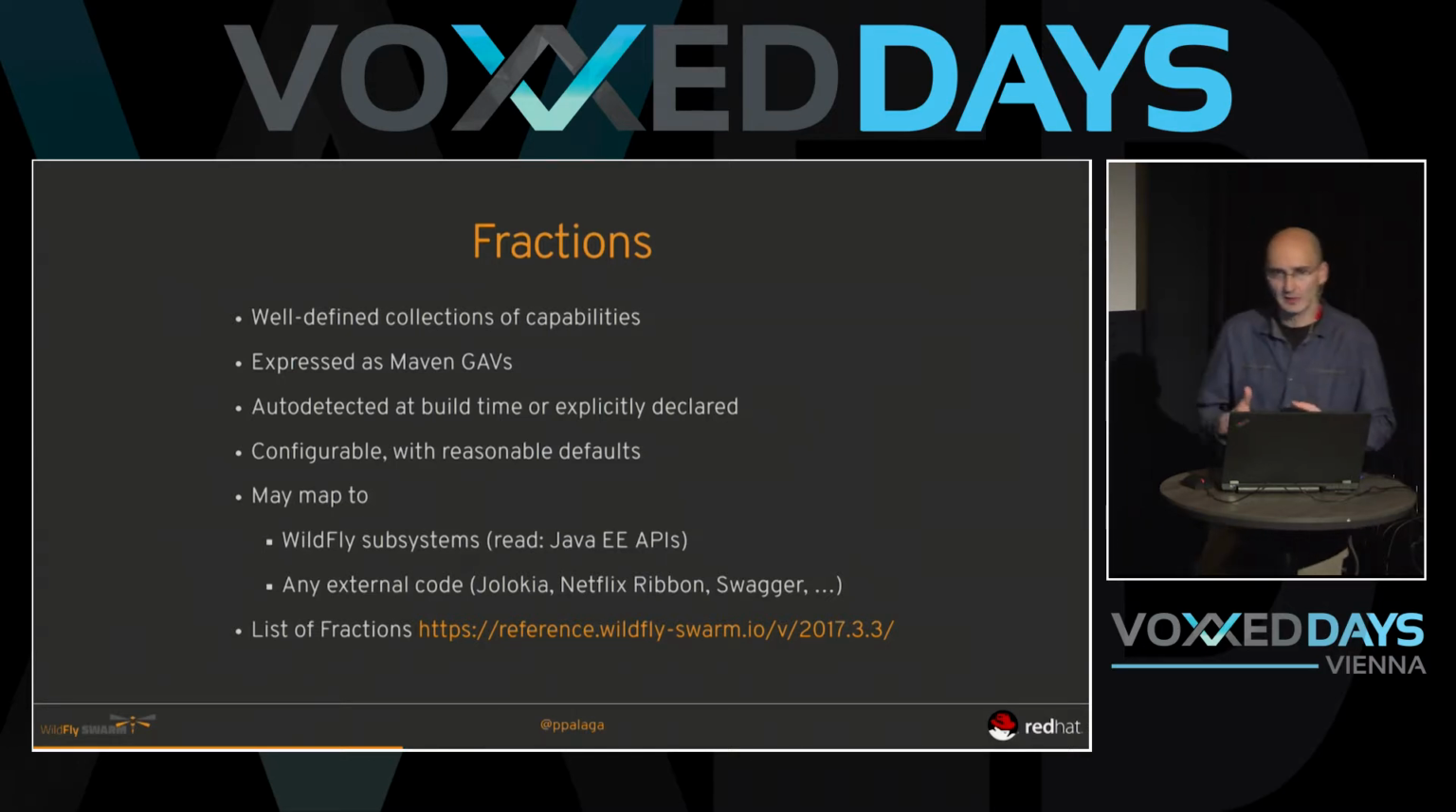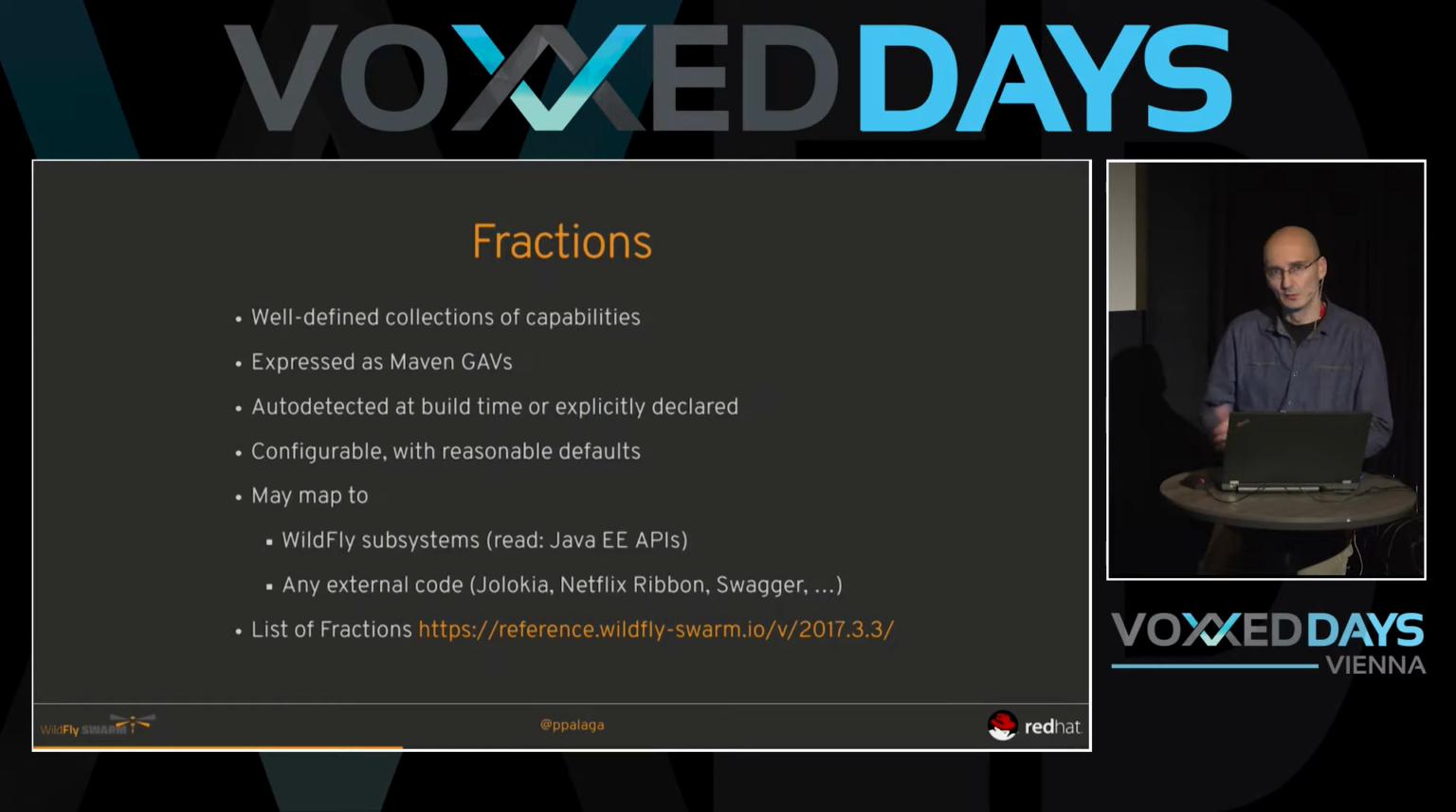For an application to require some part of the WildFly runtime or whatever capability, it is necessary to have some notion that covers these capabilities and parts of functionality. This is called fractions in the speak of WildFly Swarm. You can think of them as Maven artifacts, but they are not only Maven artifacts, because they provide a nice unified way how they can be configured.